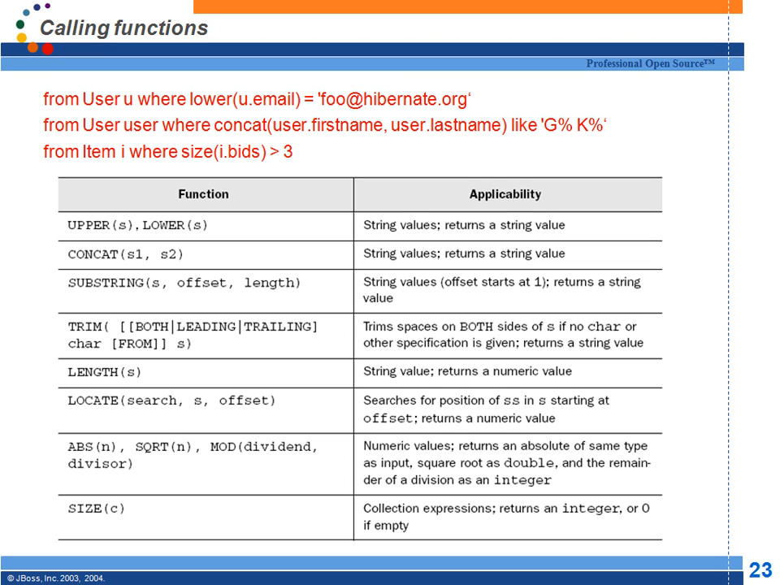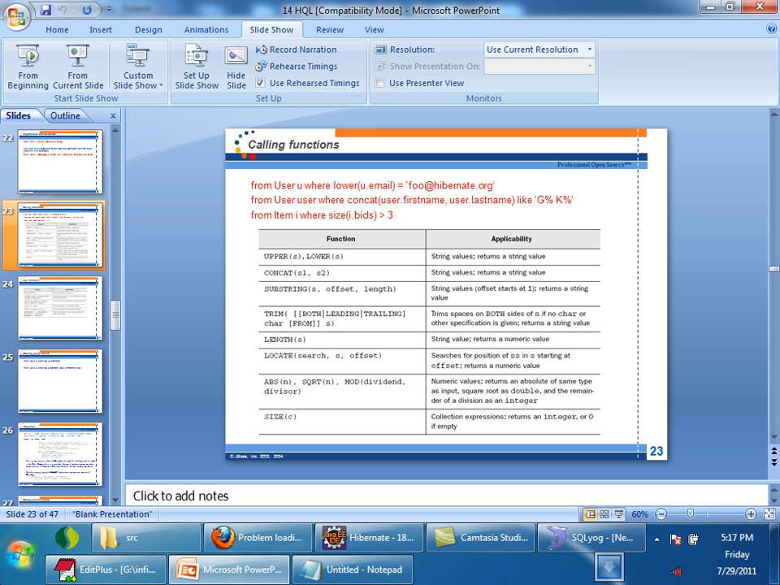For a collection, I want the item which is having at least 3 bids. Size of the collection, see where I am using it: where size of item bids is greater than 3. I want the item where it is having at least 3 bids. So I can use it. It's a very complex query which we can write very simply.